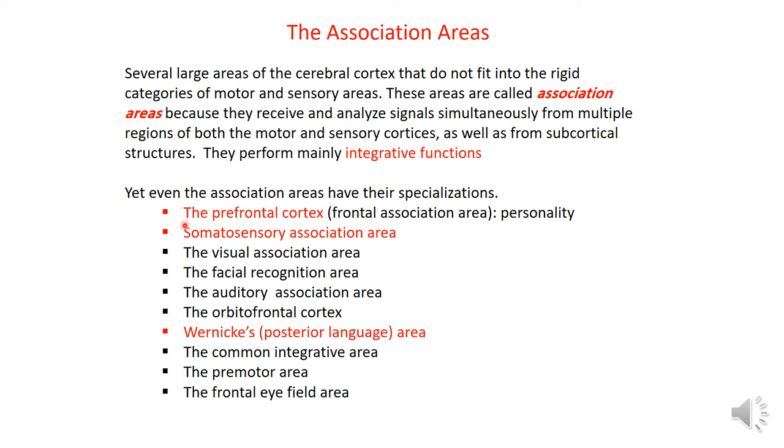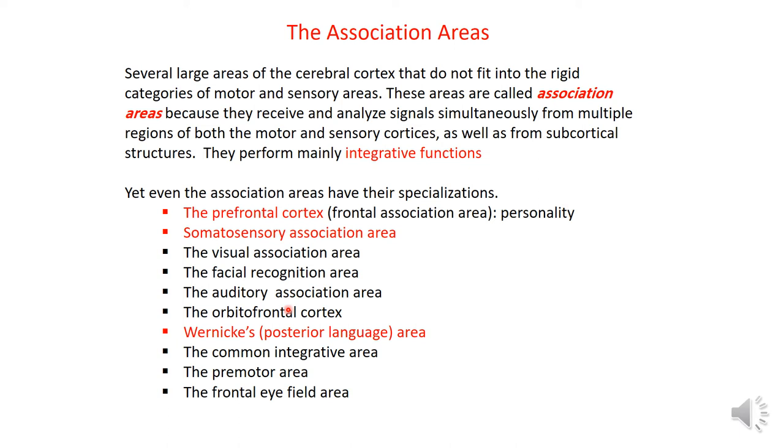Example of an association area: the prefrontal cortex, the frontal association area that controls or regulates the personality. Somatosensory association area. What is the function of the somatosensory association area? It produces understanding of the meaning of somatic sensation.